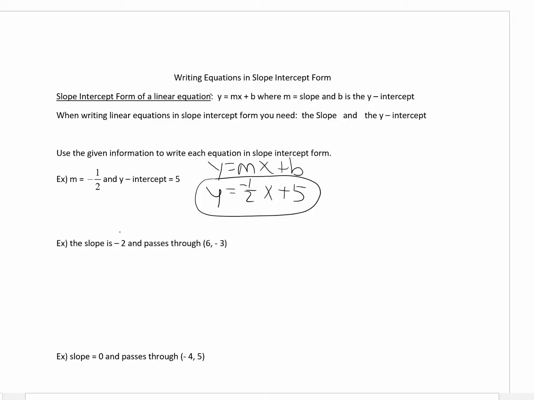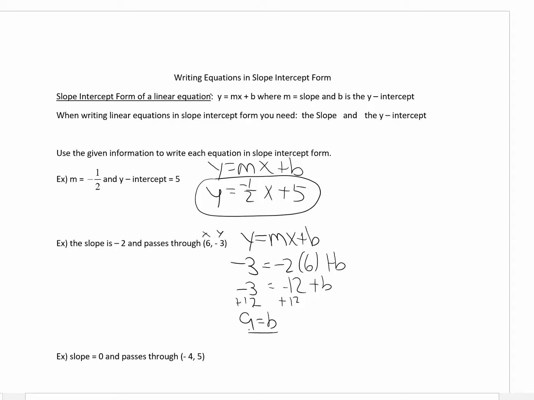So now we're given the slope, and we're given a point that it passes through. This is not the y-intercept because the x-coordinate is not 0, so we need to calculate the y-intercept now. Using the ordered pair 6, -3, I'm going to substitute those in for x and for y. Add 12. And the y-intercept is 9.